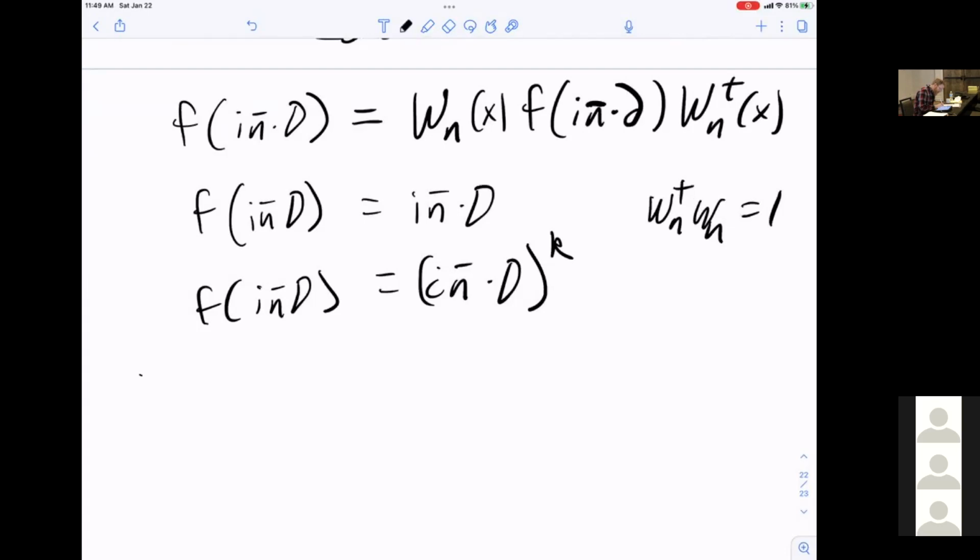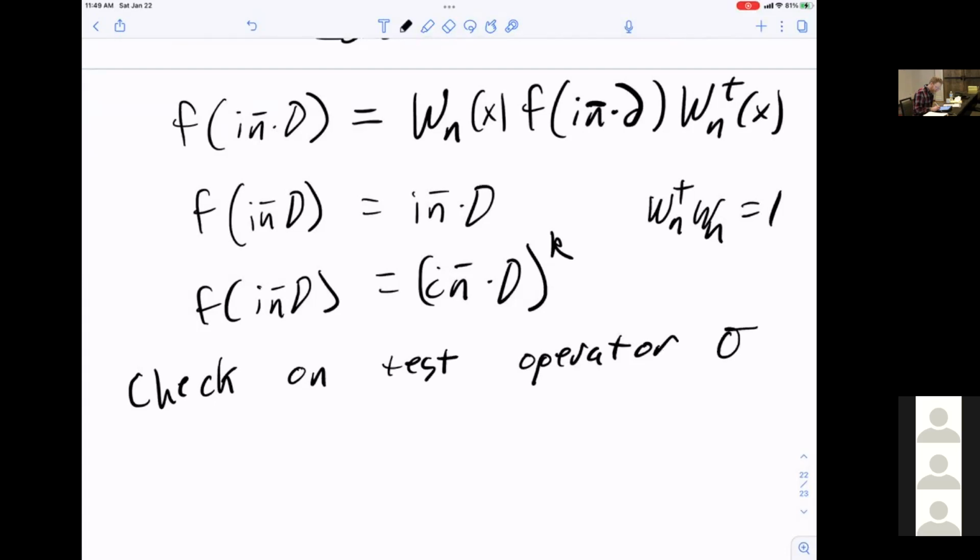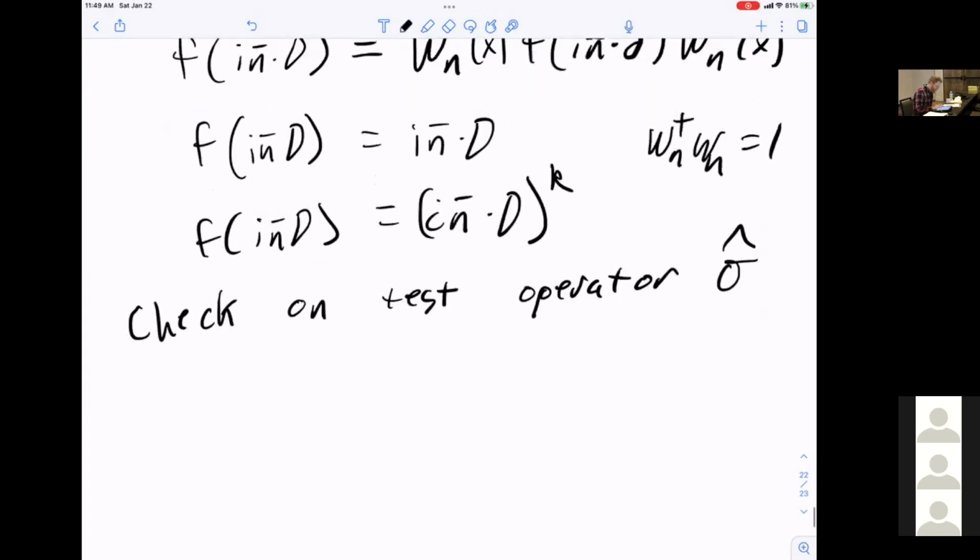We're going to prove this by checking it on some test operator. No comments from the peanut gallery. So I have my test operator O hat. I'm going to act with my covariant derivative. What is this?